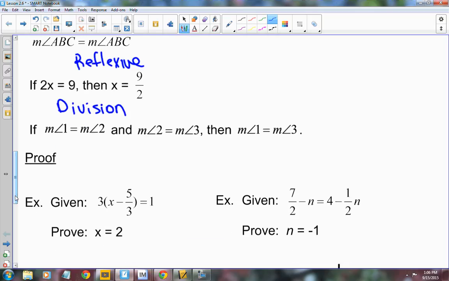Okay, how about this one? Measure of angle 1 equals the measure of angle 2. The measure of angle 2 equals the measure of angle 3. And the measure of angle 1 equals the measure of angle 3. That's the transitive property. You see how the order is there?